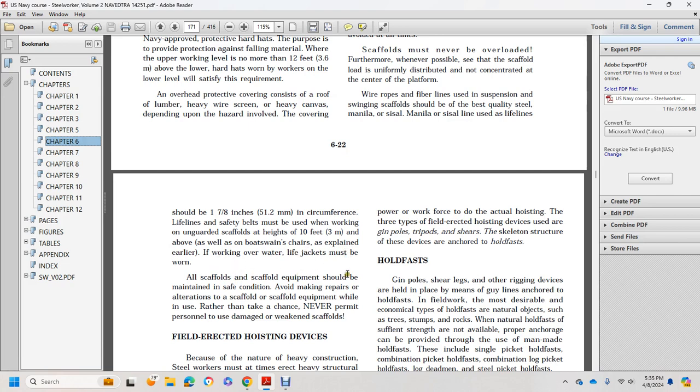All scaffold equipment should be maintained in a safe condition. Avoid making repairs or alterations to scaffold equipment with the use of worn parts. Rather than taking a chance, never permit a person to use damaged and weakened scaffold.